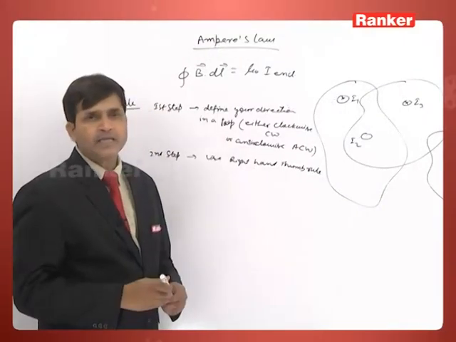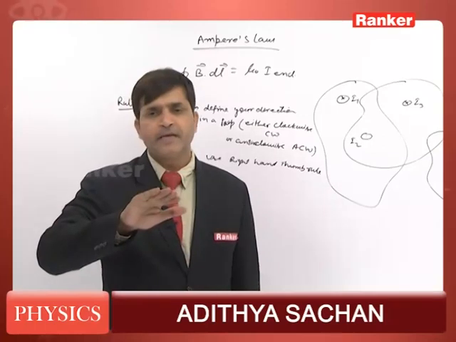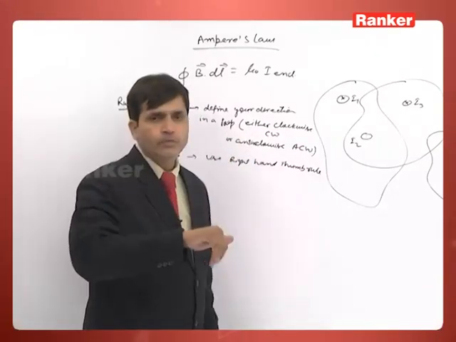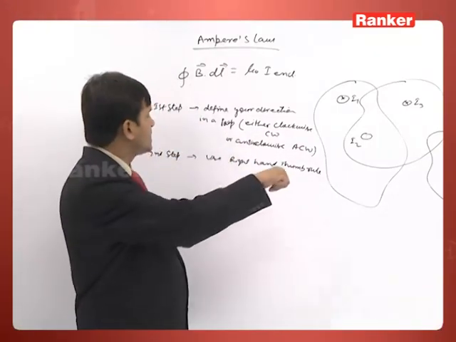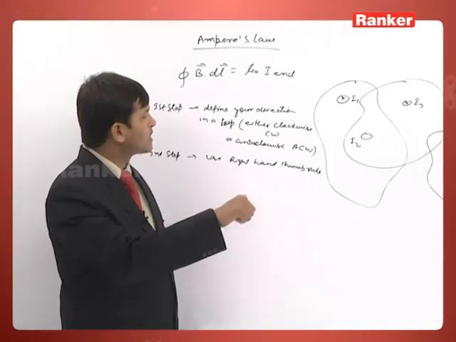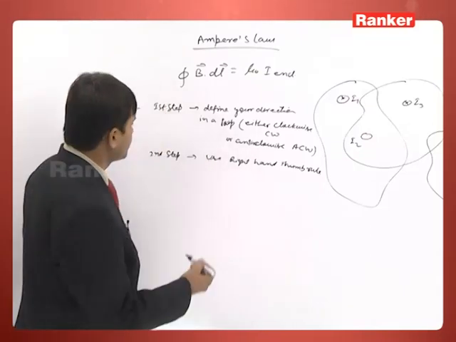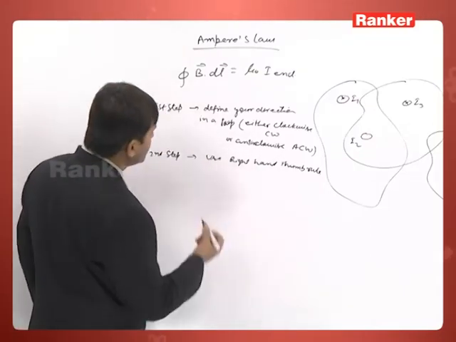So according to the right hand thumb rule, rotate your fingers in the direction you have defined for the loop. Then the direction of the thumb gives the direction of current. In the direction of the thumb, whichever current is there, that current should be taken as positive. So use the right hand thumb rule.